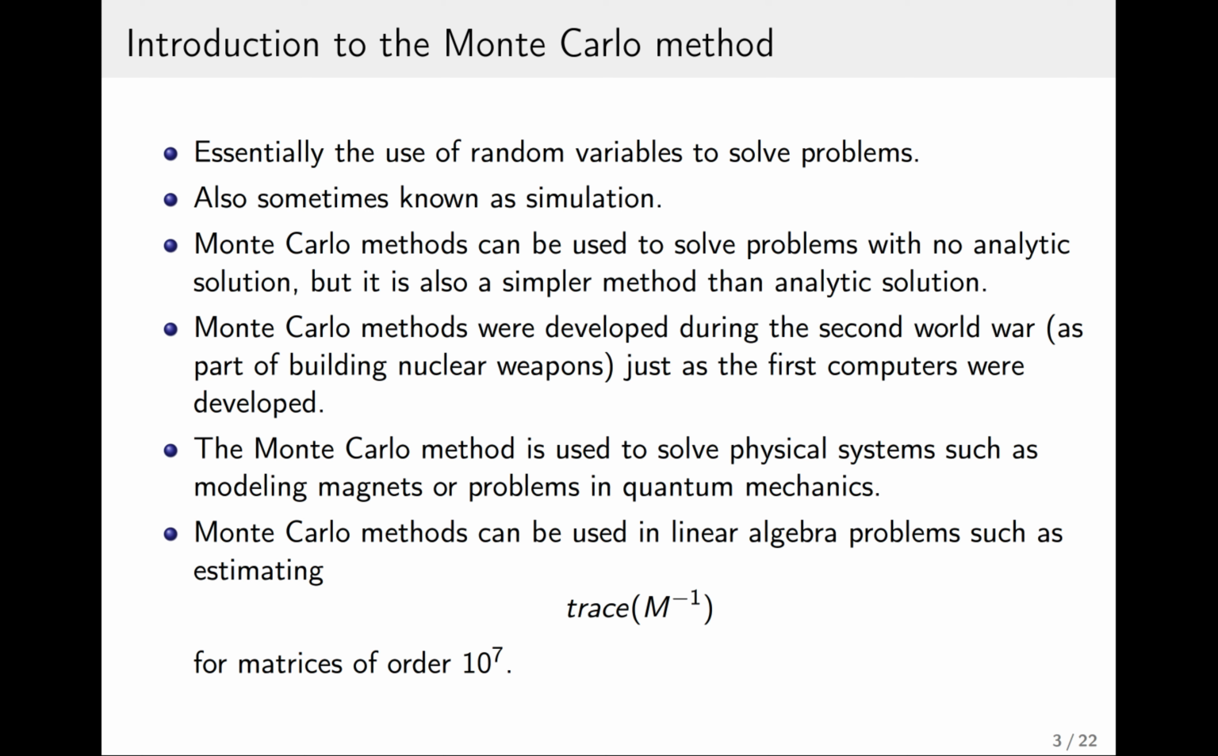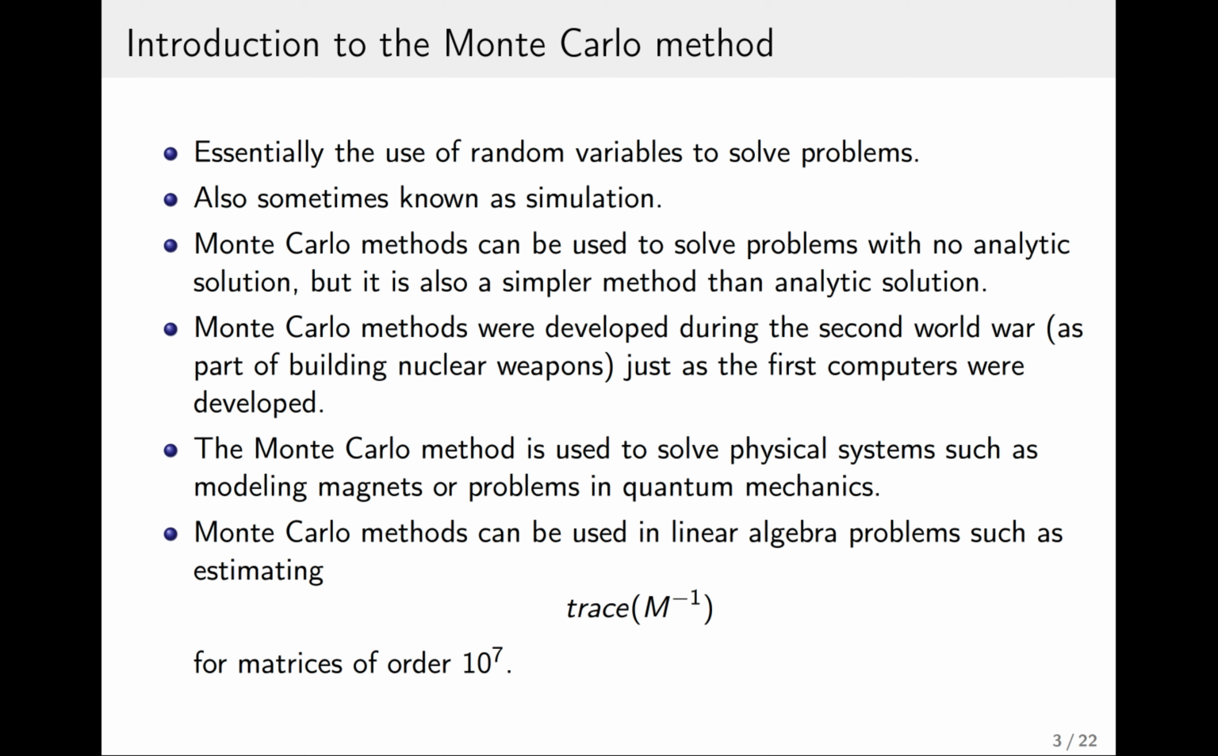Originally, although they have a slight history, Monte Carlo methods were developed during the Second World War as part of building nuclear weapons, at Los Alamos and places like that. The reason they started to be used is because they also require computers. So it was no surprise that Monte Carlo methods started out just as the first computers were developed. And it's called Monte Carlo for the gambling at Monte Carlo on the continent.